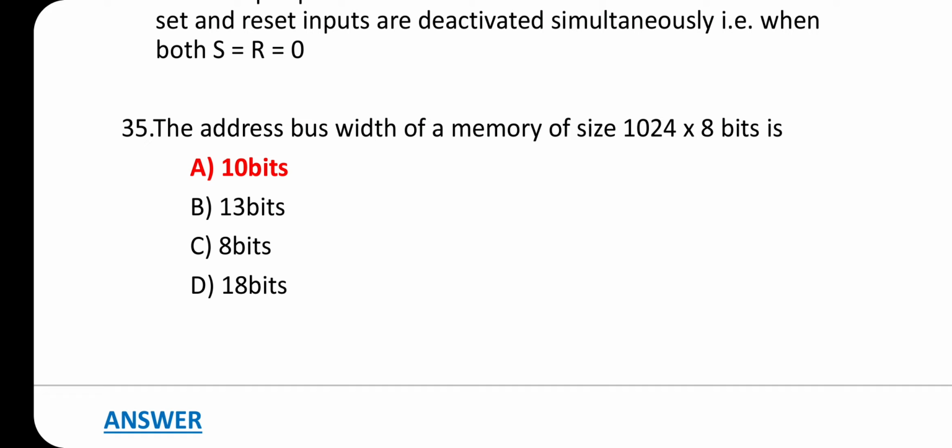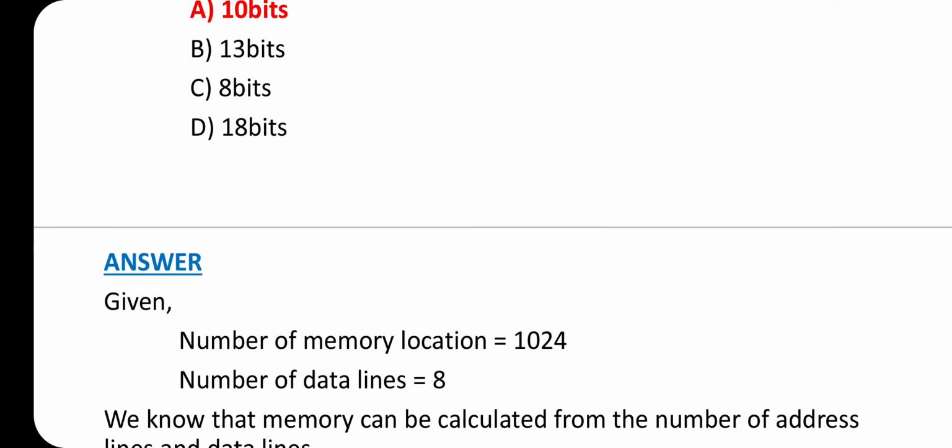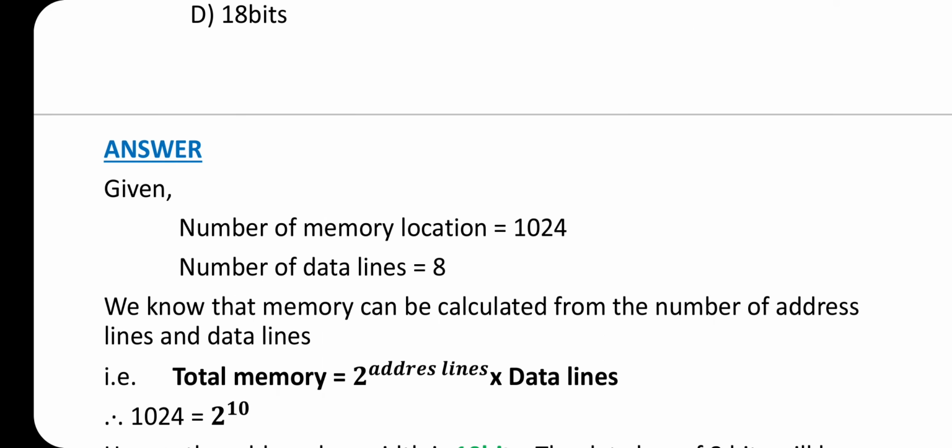Question number 35. The address bus width of a memory of size 1024 into 8 bit is, answer is option A, 10 bits. The total memory can be calculated from the number of address lines and data lines. That is, total memory equal to 2 raised to address lines into data lines. Here 2 raised to address lines equal to 1024. That is the number of memory locations.